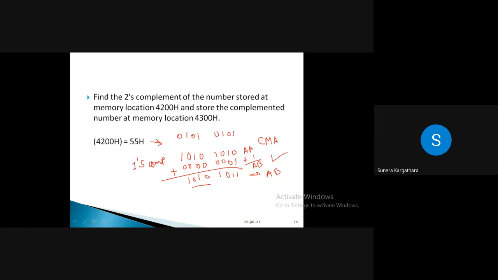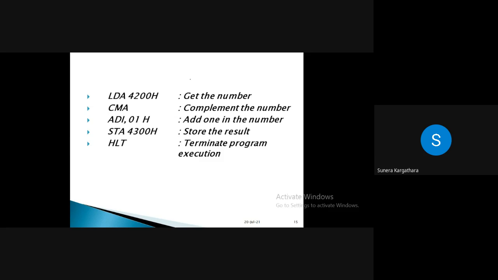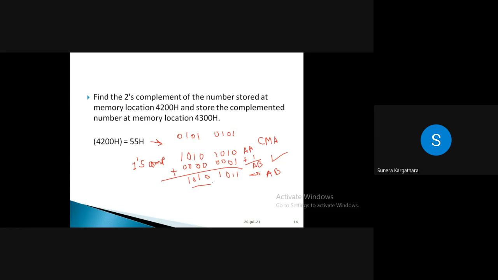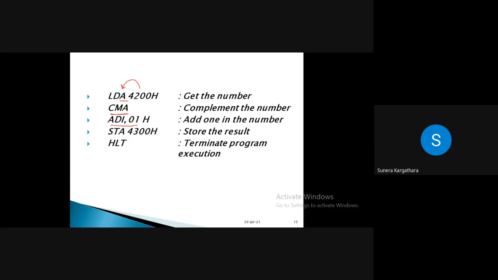Right? So one thing is you can load the content of the accumulator, as done by Uday. The data at location 4200 you can take into the accumulator by using LDA. Then we complement the content of the accumulator. Then we add 01 as per our calculation, you need to add 1. And finally, whatever result you find, you need to store onto the location 4300.